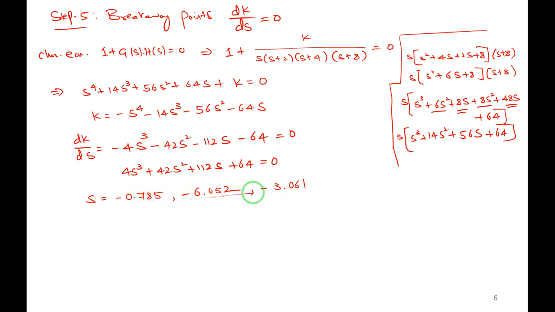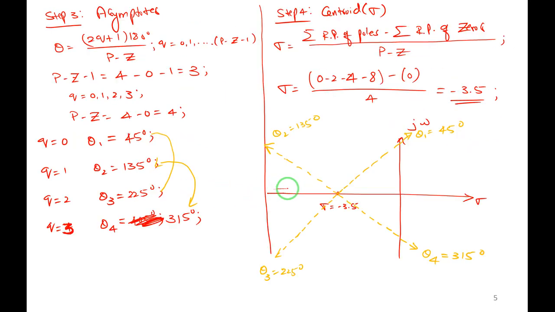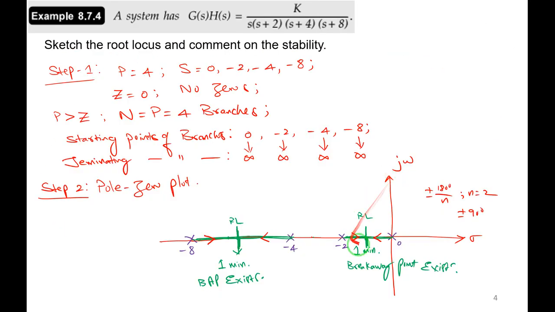0.7, 6.6, 3.06. Let me check it by looking at the diagram. Just remember 0.763. Observe here, 0.7 is fine, 6 is also fine, because 0.7 will come here. Yes, this is the breakaway point. 0.7 and 6 will come here, and 3 will come here. 3 is invalid, right? This is invalid. So 0.7 and 6 are valid.